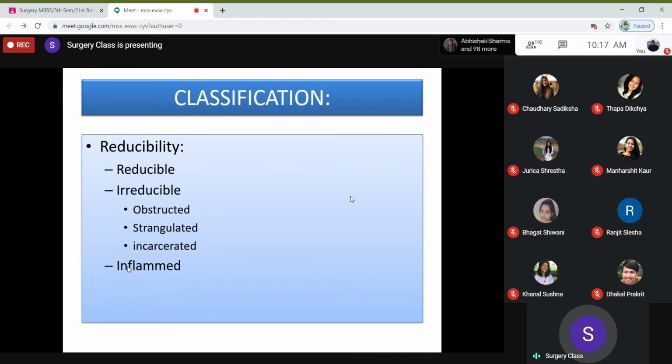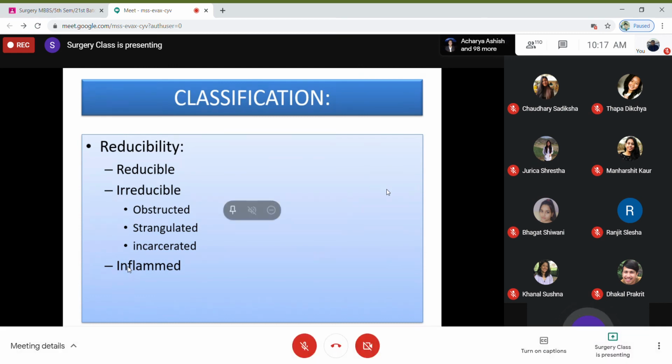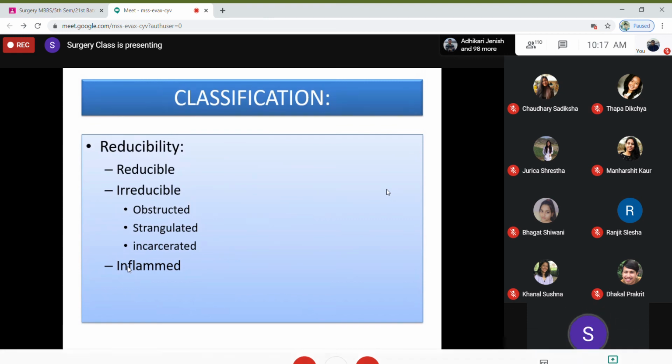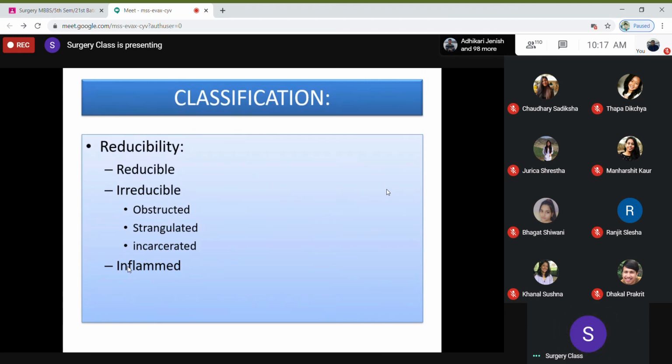Then what happens? Either they will obstruct or they will strangulate, because the vessels, the lymphatics, the vein and the artery get occluded because of pressure, and then they will have a complication. Sometimes when a strangulated hernia is not treated properly, they might get necrosis, perforation, and there will be an incarcerated type. Sometimes there is inflammation of the hernia, an inflamed hernia. So a reducible hernia goes back, okay. An irreducible one doesn't go back, then they get obstructed, the vessels are compromised, and there might be necrosis and incarceration. Sometimes they get inflamed. So one classification in general is reducible and irreducible hernias.